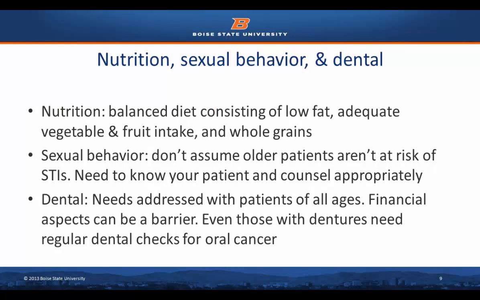Each of these areas should be included in health promotion discussions. The patient's age and individual risk factors, family, and social history will impact how to individualize your discussion and the education provided. But nutrition education, sexual behavior, and dental needs. Dental, in particular, can be difficult for those with financial constraints.